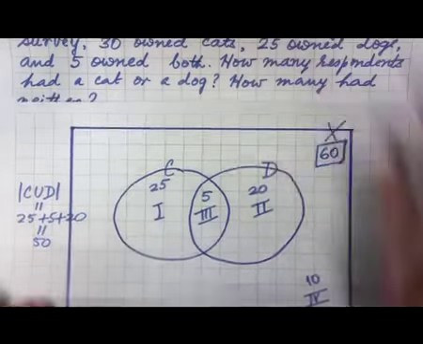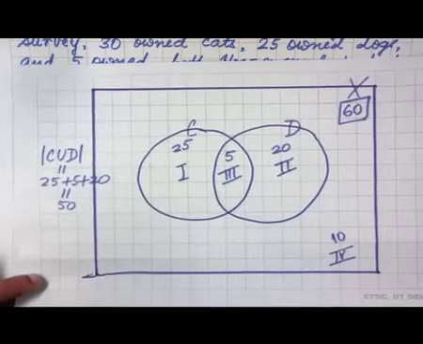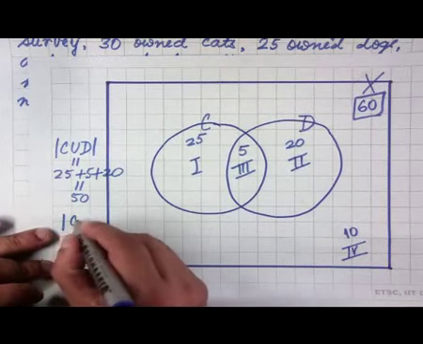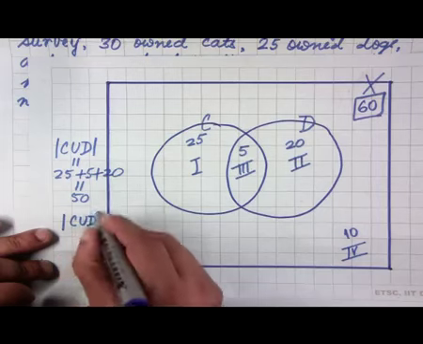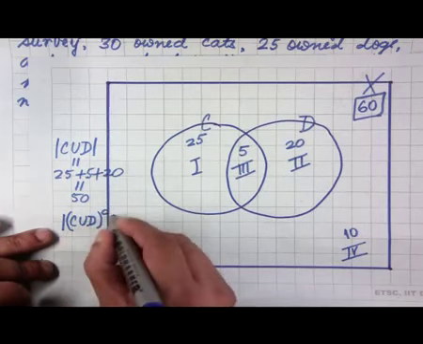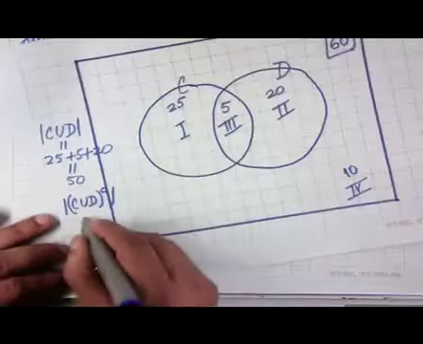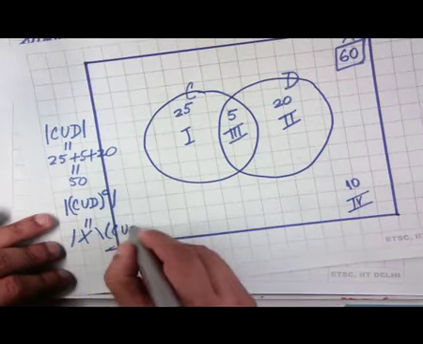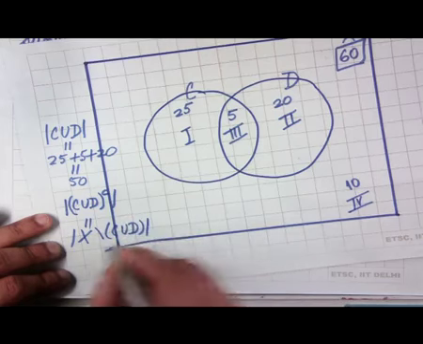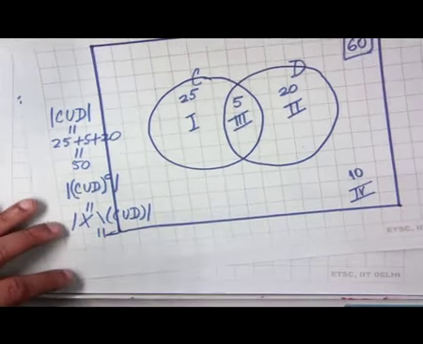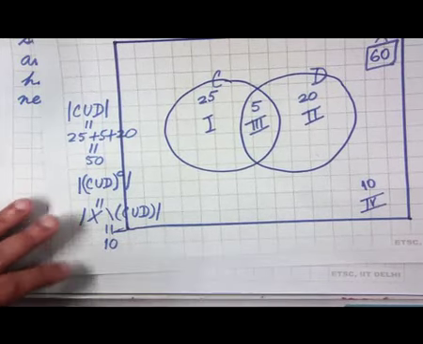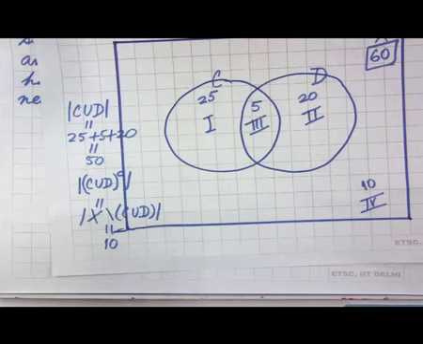The second part to this is how many had neither a cat nor a dog. So that would be C union D, which I put within brackets with a little c for complement. What I've been calling the number of elements in X minus C union D. In this particular picture, it is represented by region 4. And how many do we have there? Well, we had 60 minus 50. We've done this before. So I will simply write down 10.